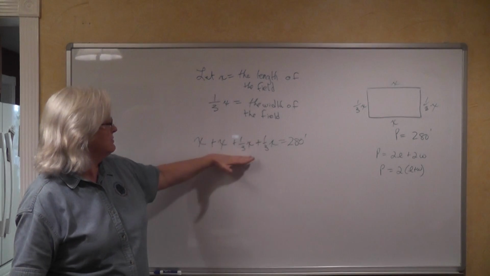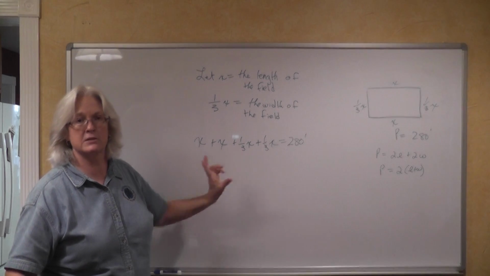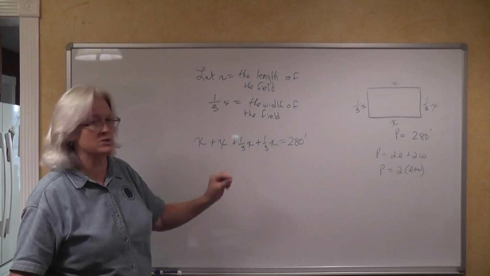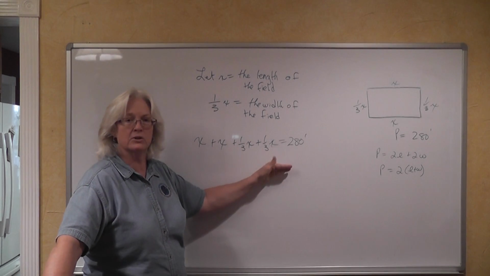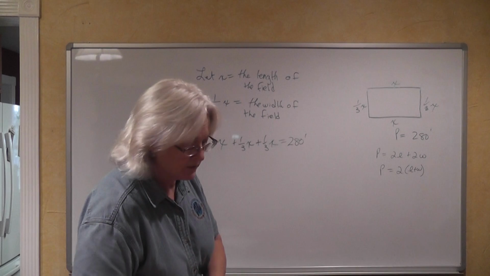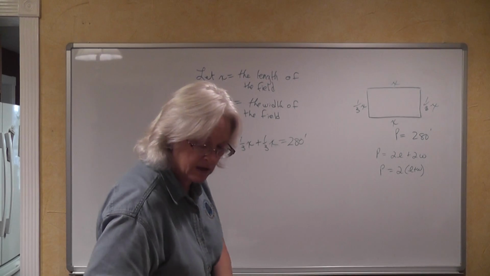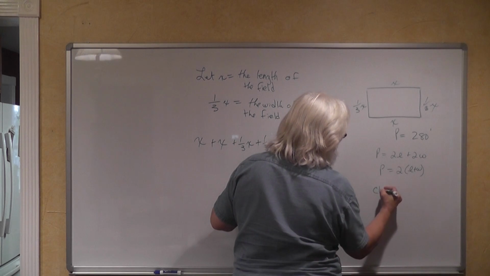Now, what you could do is say, okay, that's 2 x plus 2/3 x, that's 8/3 x, multiply both sides by the reciprocal, which is 3/8. But they don't want you to use that methodology. The title of the section is Clearing Equations of Fractions.